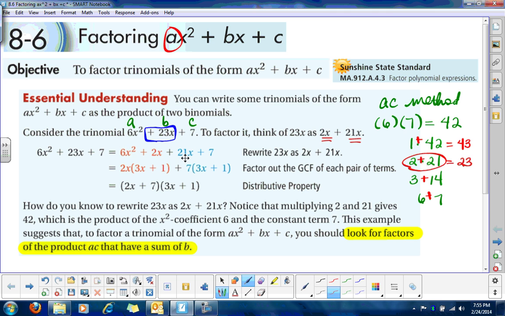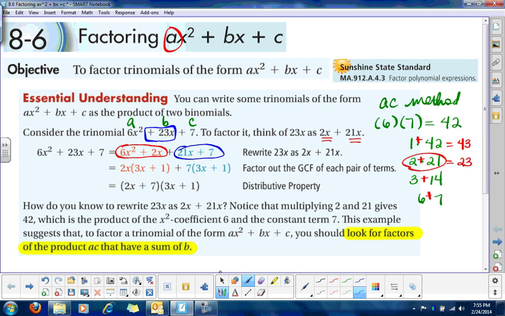And when you put that in there, okay, now you can see that you've got one pair of terms here and one pair of terms there. And then you'll factor the GCF out of each pair of terms. Okay, so the GCF here is 2x. The GCF for the second one is 7.